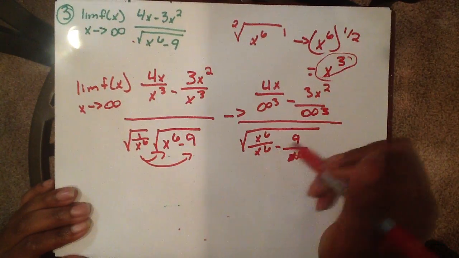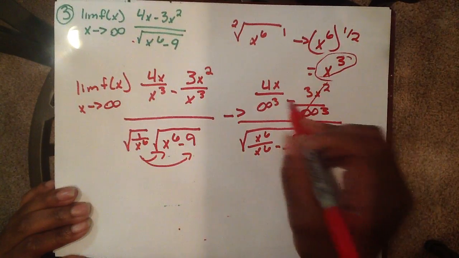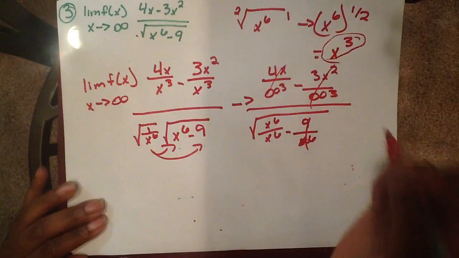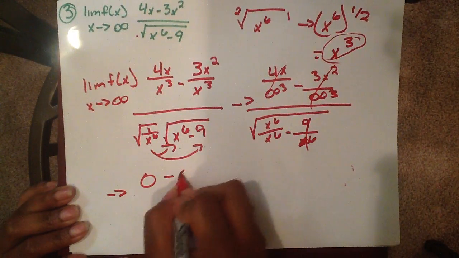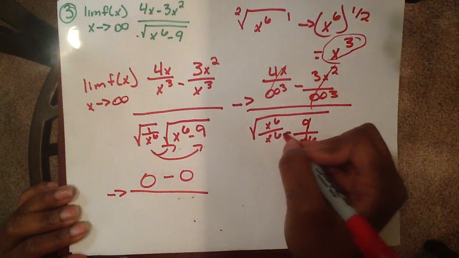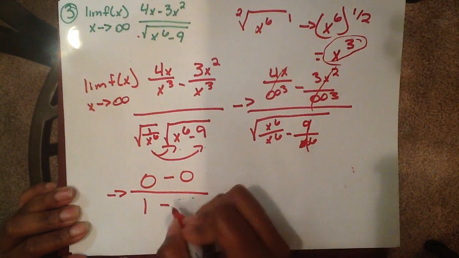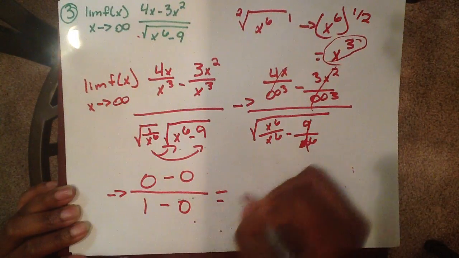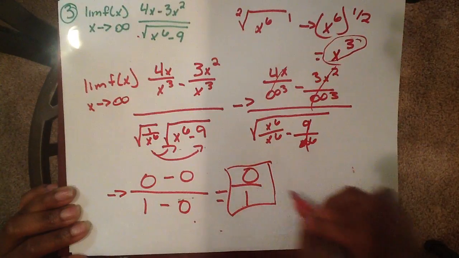Go ahead and put our little infinities in there. So this is going to be 0, 0, 0. I'm not actually crossing it out, but down here we can see that we have 0 minus 0 all over x to the 6 over x to the 6, which is going to give us 1 minus, and we know the infinity there is going to give us 0 as well. So our answer is going to be 0 over 1, which is essentially 0.